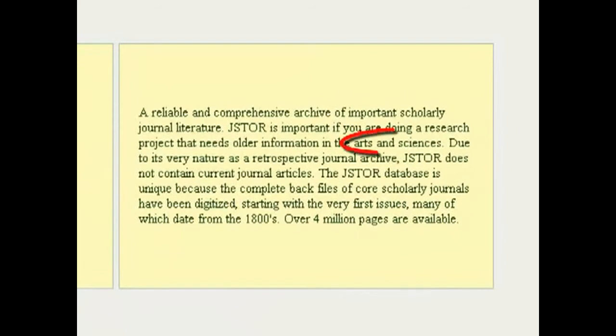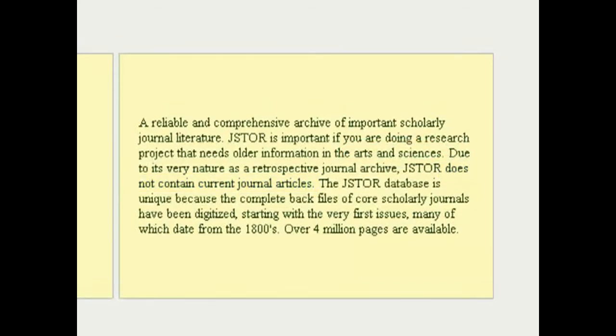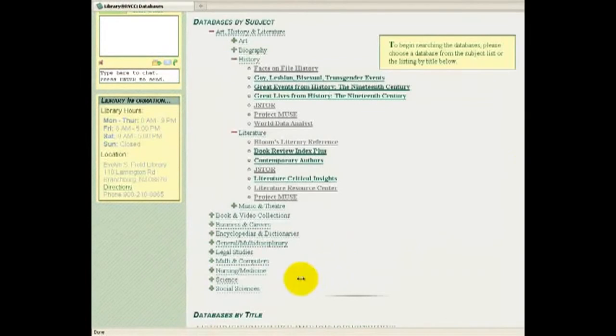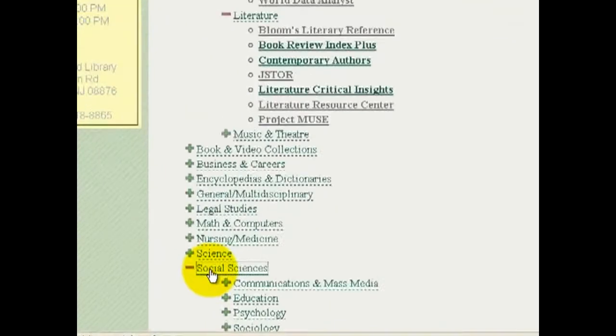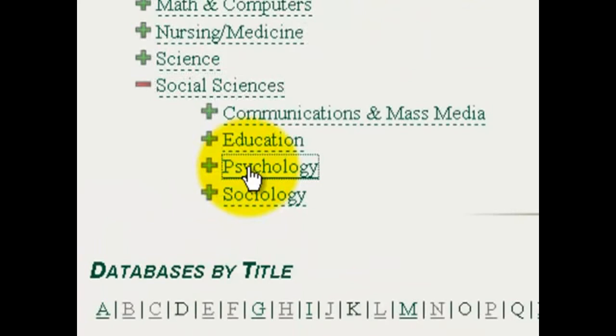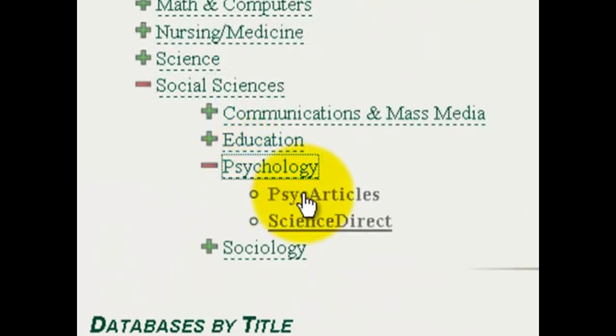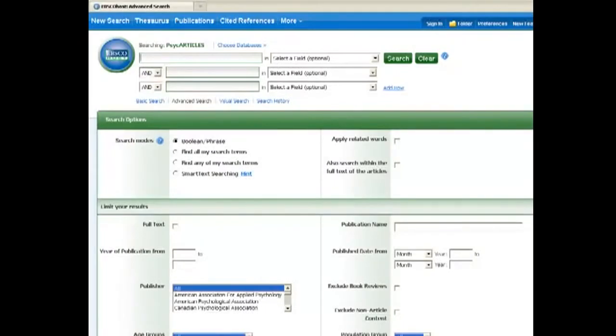From this description, we learn that JSTOR contains scholarly journal literature in the arts and sciences, but it does not contain current journal articles. So if I am looking for scholarly articles about literature, and it is okay that the articles are from 5 or more years ago, this could be a good database to use. Let's return to the list of databases by subject. The social sciences include the disciplines of communications, education, psychology, and sociology. Let's take a look at the psychology database, PsycArticles.